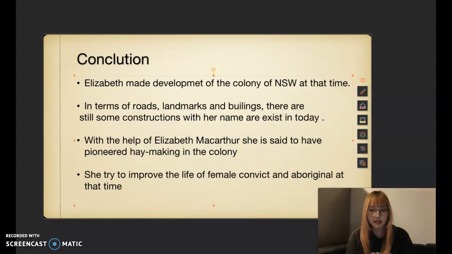And the fourth, I think, she tried to improve the life of female convicts and Aboriginal people at that time, which is really remarkable because at that time I think not many people were thinking about equality. They just wanted to have food or some shelter. No one thought about equality. So I do think Elizabeth helped the colony at that time a lot, and I think this PowerPoint may be useful to students learning about the Macquarie era, and it's helpful to people who want to know about what achievements Elizabeth Macquarie made.